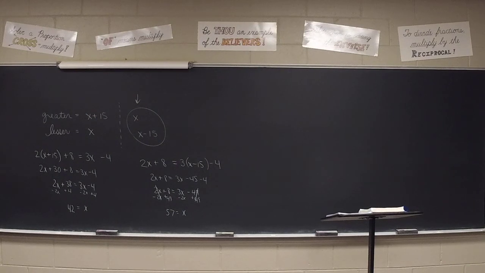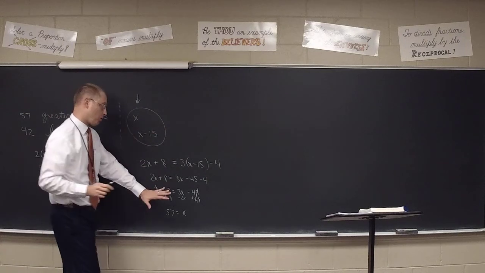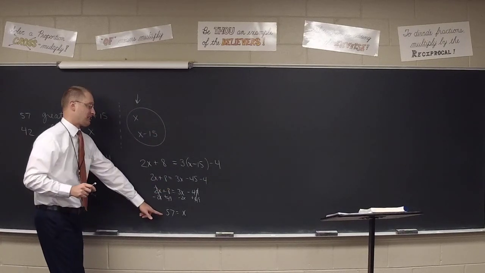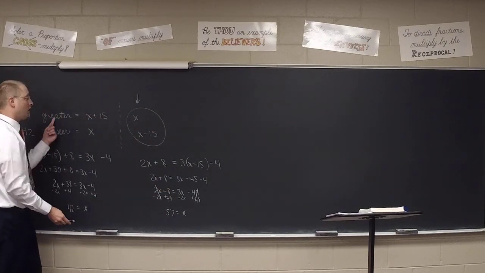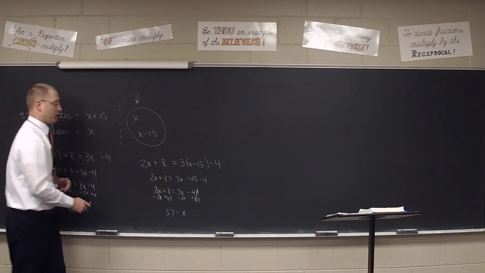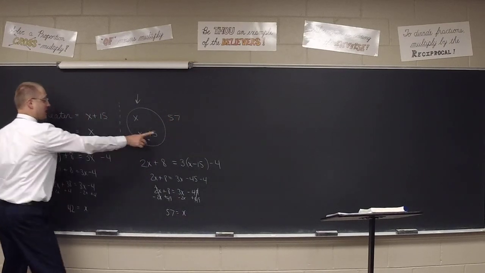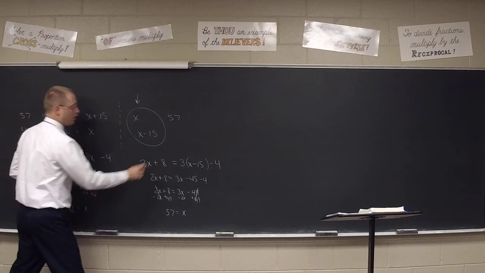All right, so if you were solving the first equation, you'd have gotten x equals 42, where x, class, represents the lesser number. So for your greater number, you would need to add 15 to get 57. However, if you solve the second equation, you'd have gotten x is 57. Well, that's because 57 is your greater number. And then to solve for the lesser, you'd have had to subtract 15 to get 42.